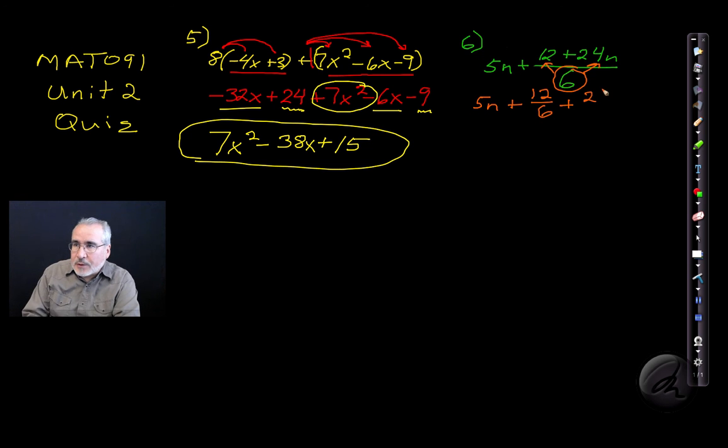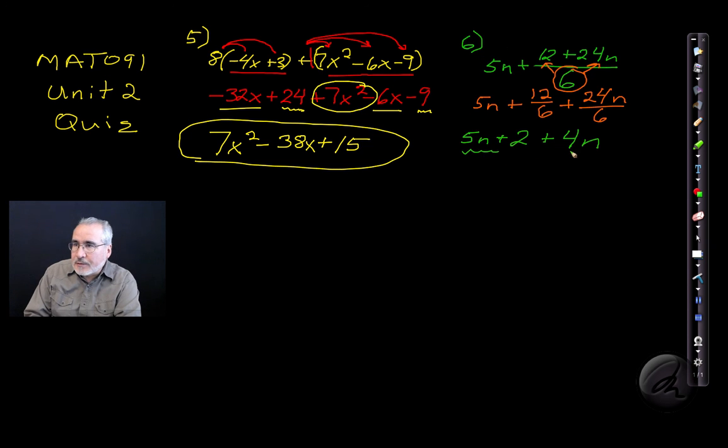And then we get a 24n divided by 6. And again, you might have said, well, 24 divided by 6 is 4, so you would have just written down 4n. However, what we'll do, switch back over to the green color, is we'll write down the 5n. Nothing has happened to it yet. Let's go ahead and do this problem here. 12 divided by 6, that's 2. 24n divided by 6 is going to give us 4n.